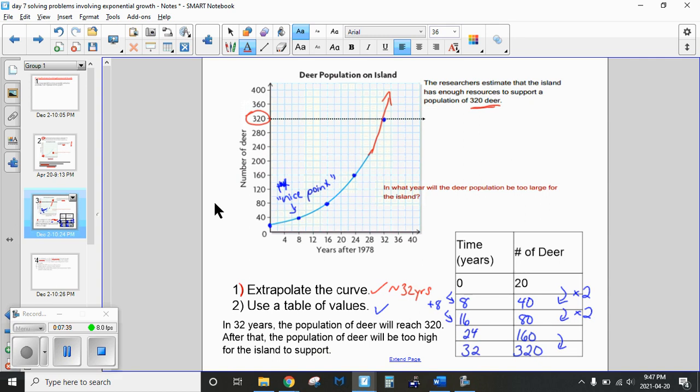All right, so exponential growth. Here it looks like we were doubling the population in a consistent amount of time, every 8 years. So there's our first exponential growth problem. And we're going to look at just 2 more.